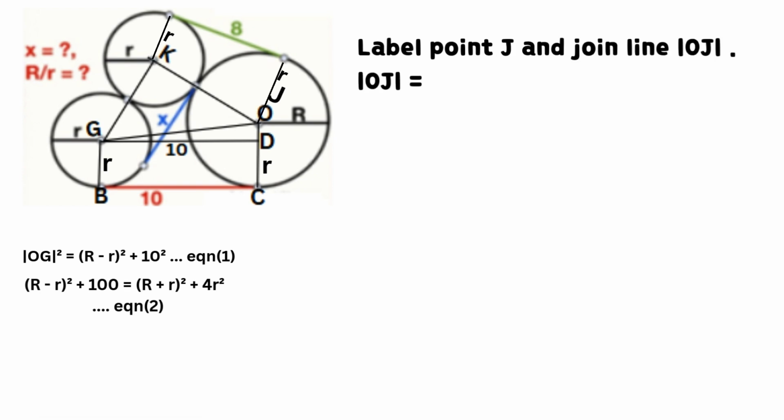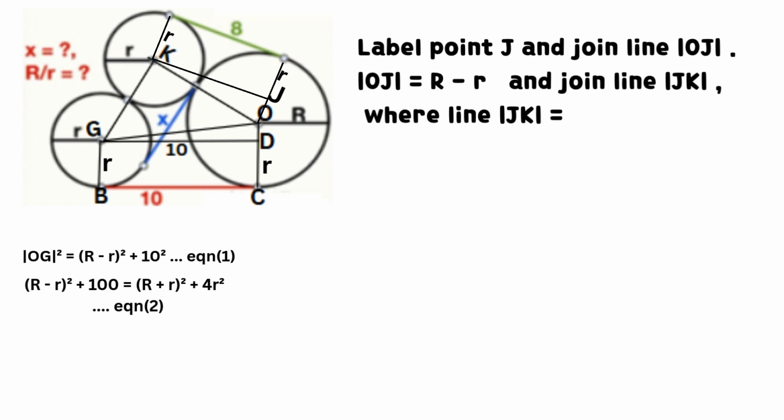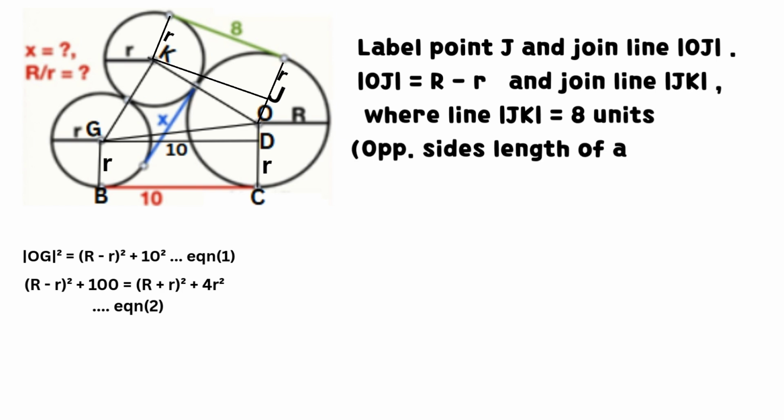Label point J and join line OJ. OJ equals r minus small r, and join line JK, where line JK equals 8 units. It is because opposite side lengths of a rectangle are equal.